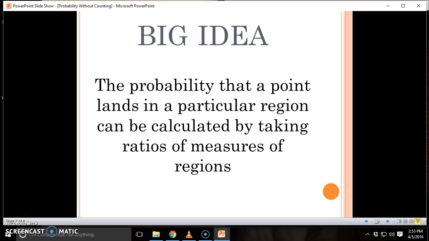So oftentimes probability problems involve what is the probability that you draw a certain name out of a hat of 50. Those are counting problems. Here we're dealing with area of measures of regions, so we're going to look at some different area models and setting up ratios that way.